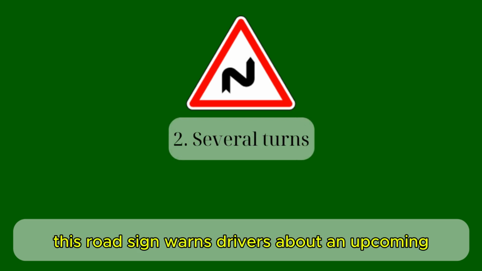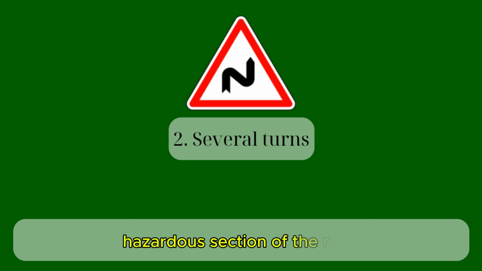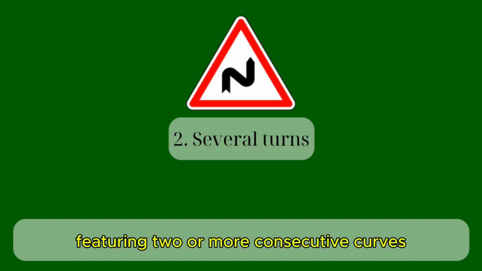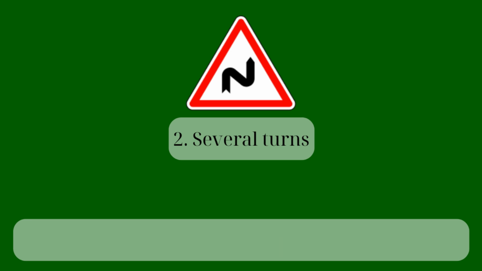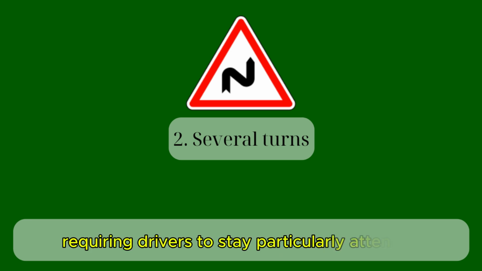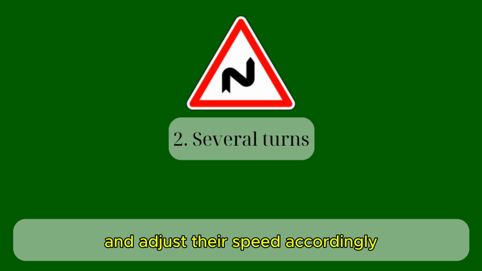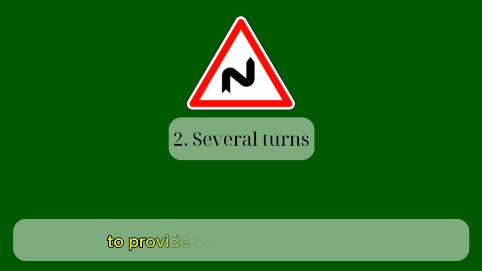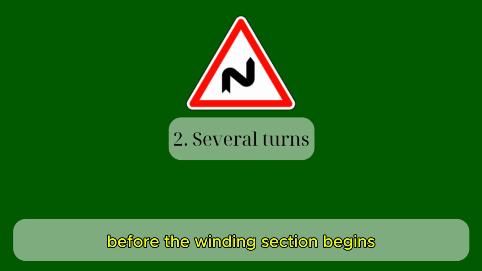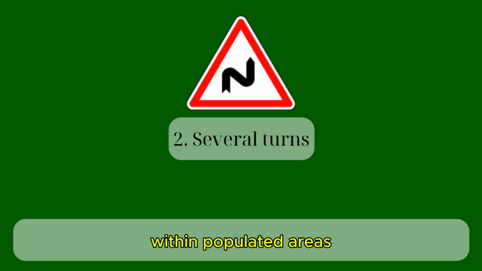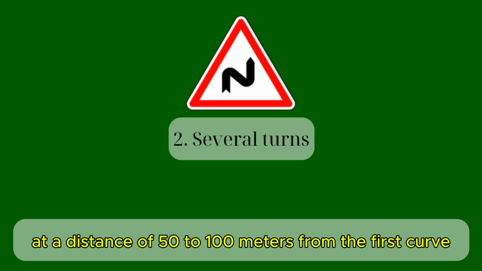This road sign warns drivers about an upcoming hazardous section of the road featuring two or more consecutive curves, closely following one another. The first turn is to the right, requiring drivers to stay particularly attentive and adjust their speed accordingly. The sign is placed in advance to provide sufficient reaction time: outside populated areas, at a distance of 150 to 300 meters before the winding section begins; within populated areas, at a distance of 50 to 100 meters from the first curve.